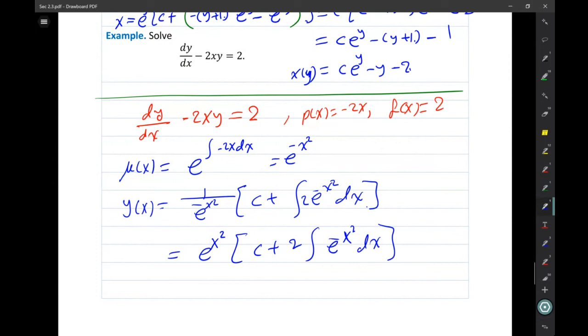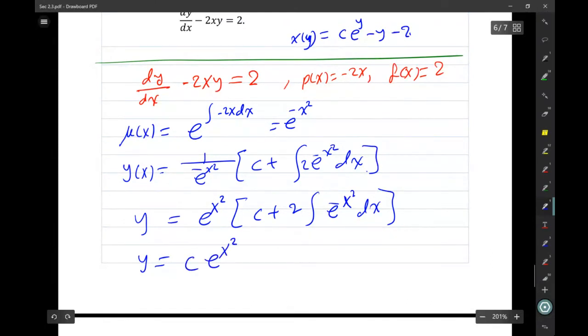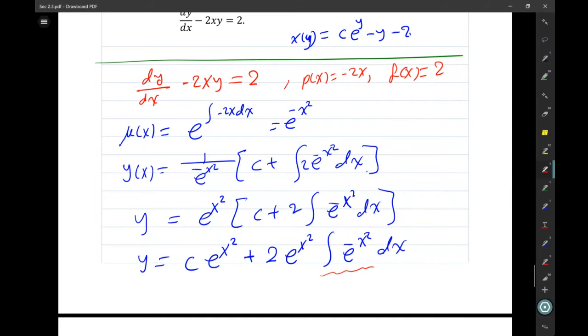So you will see that we cannot integrate e to the power minus x squared. So adjust here the solution: y is equal, multiplied, becomes c e to the power x squared plus 2 times e to the power x squared integral e to the power minus x squared dx. And that's all. Leave it in this form because this has no integration formula.